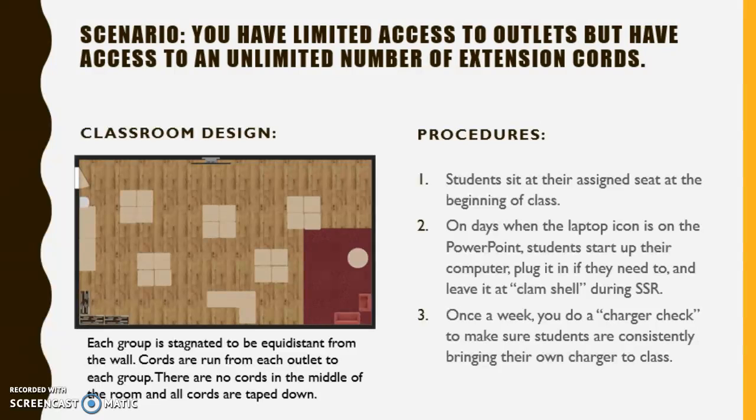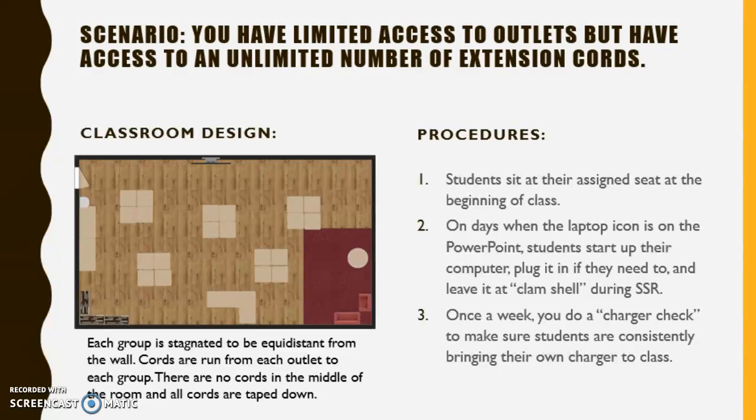So the solution I came up with here is that students are sitting in groups. All the groups are staggered so that they're about equidistant from the wall. And what you would do is you're going to lace up some cords and pretty much make it so that each pod has its own charging access. The difference with this compared to the last scenario is that this is a lot more student heavy.